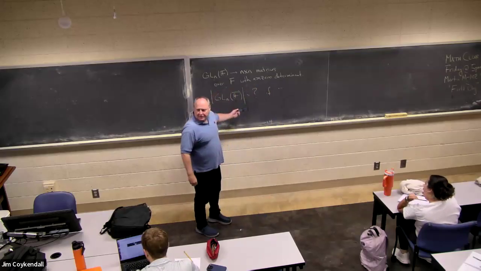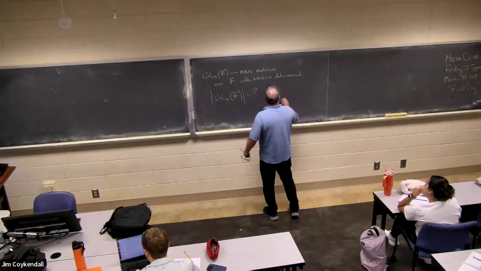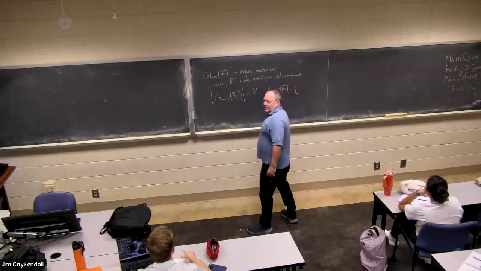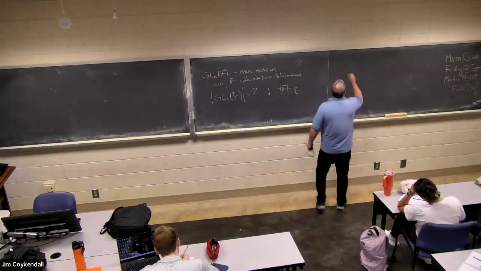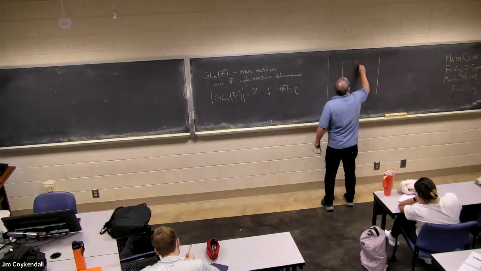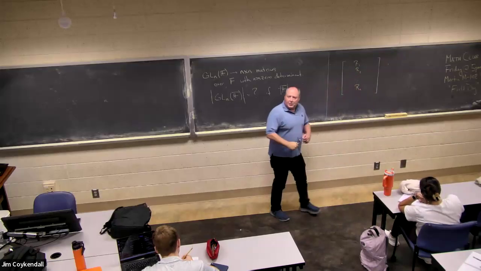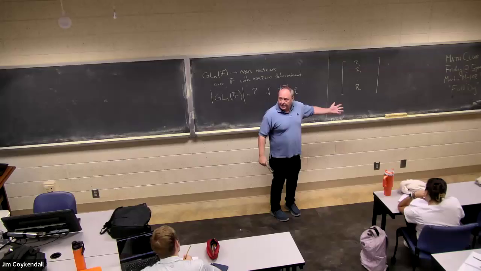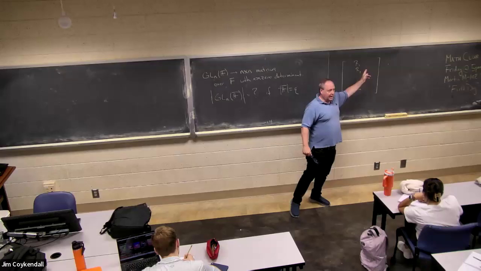Well, if F is an infinite field, then this has infinitely many elements in it. But if F is a finite field, suppose it's got Q elements. Then think of it this way. A typical element that I built here has n rows. Everybody agree? Because it's an n by n matrix, right? And each row has, of course, n entries, right? Everybody good?